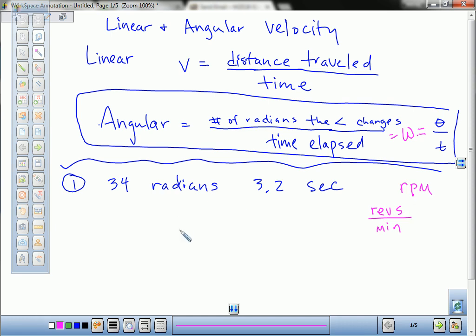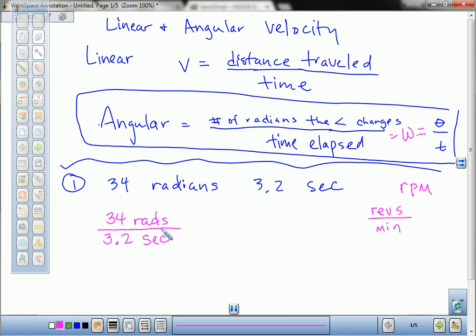All right. So let's look at where we're starting and where we're heading. I'm starting with 34 radians, and I'm going to abbreviate that rads, in 3.2 seconds. So that's what I'm starting with here. And I want to end up with revolutions in a minute. So this radian needs to convert to a revolution.